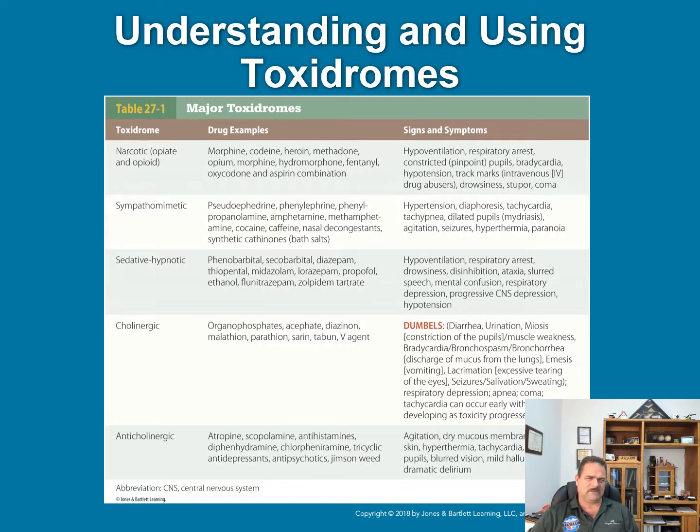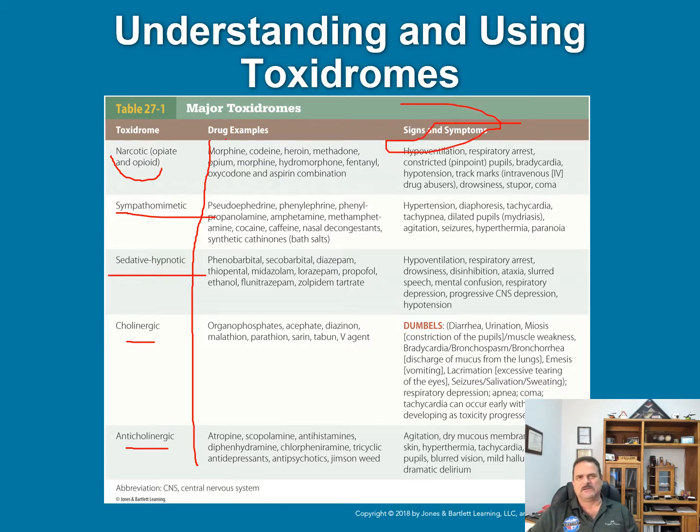All right, so this is table 27-1. It lists the toxidromes. As you can see here, narcotics, sympathomimetic, sedative hypnotic, cholinergic, and also anticholinergic. It gives you drug examples, this whole list, and the signs and symptoms. Okay, so there you go, 27-1. This is slide 16 of 186.